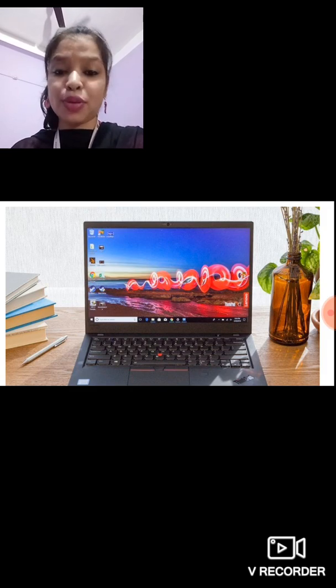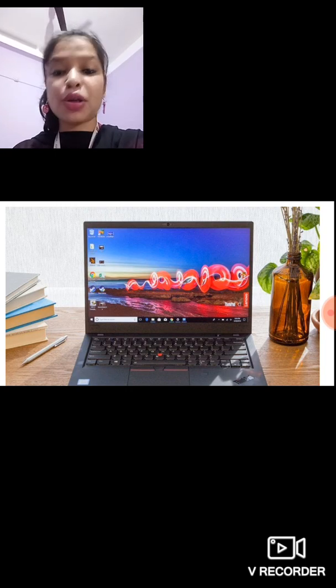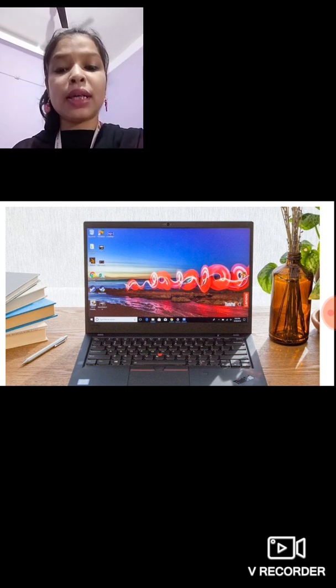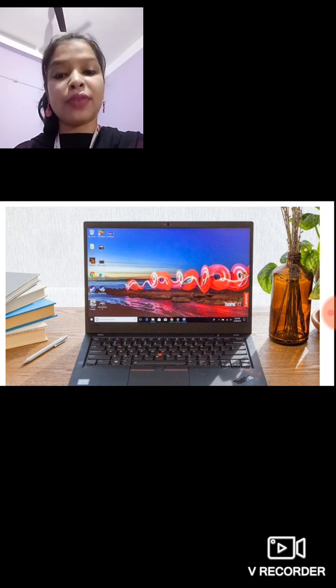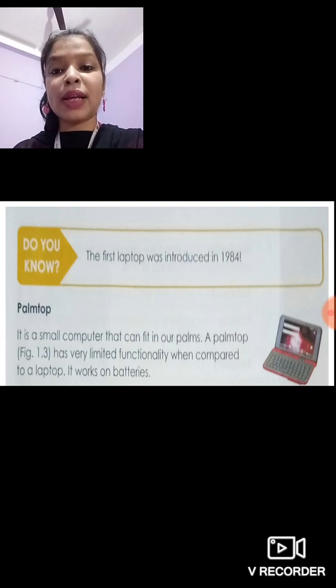This is how a laptop looks. I know all of you have seen a laptop. In the laptop the mouse, the monitor, the CPU and the keyboard are all within the machine. See, there are no separated parts here. Do you know the first laptop was introduced in the year 1984? It was a long time back, but people are using laptops more nowadays because they are becoming more familiar and common among people.